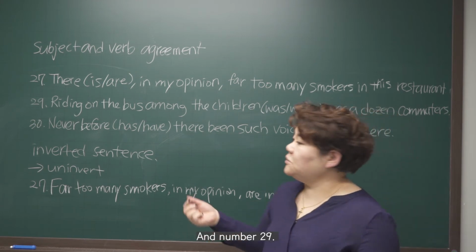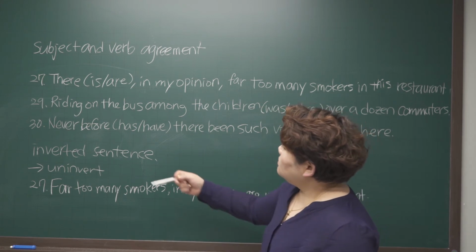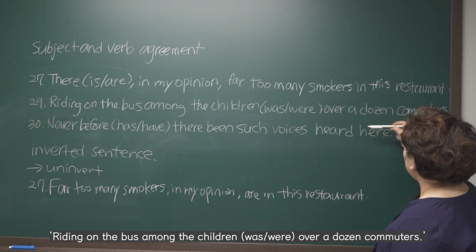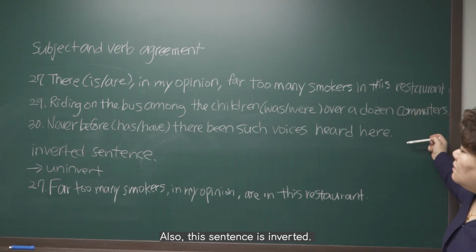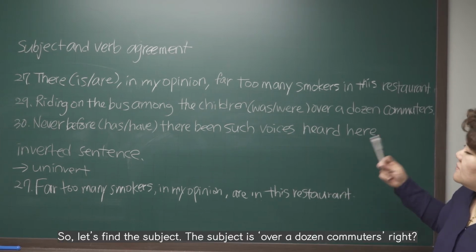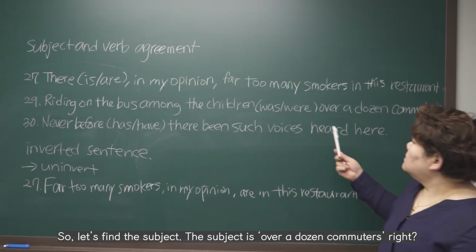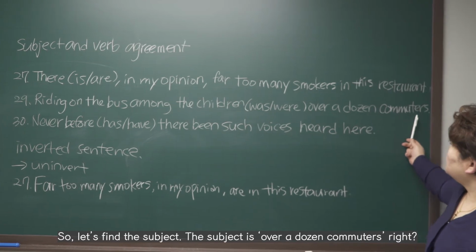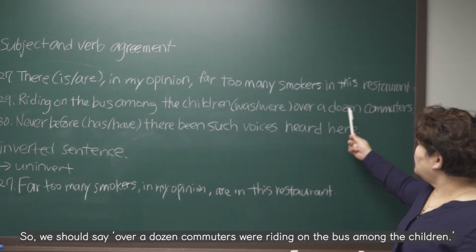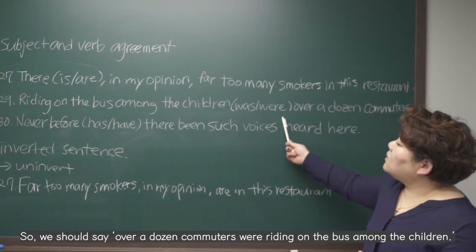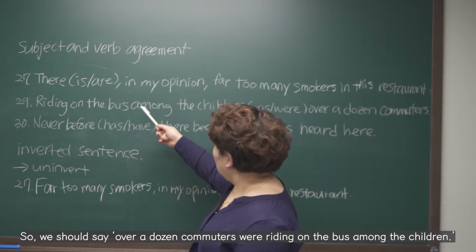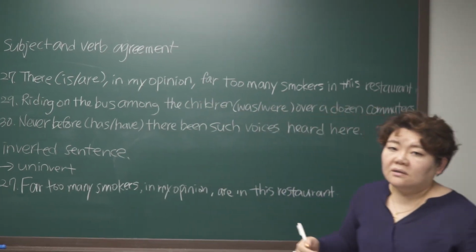Okay, and number 29. Riding on the bus among the children was or were over a dozen commuters, right? Also, the sentence is inverted. So let's find the subject, right? So the subject is over a dozen commuters, right? So we should say over a dozen commuters were riding on the bus among the children, right?